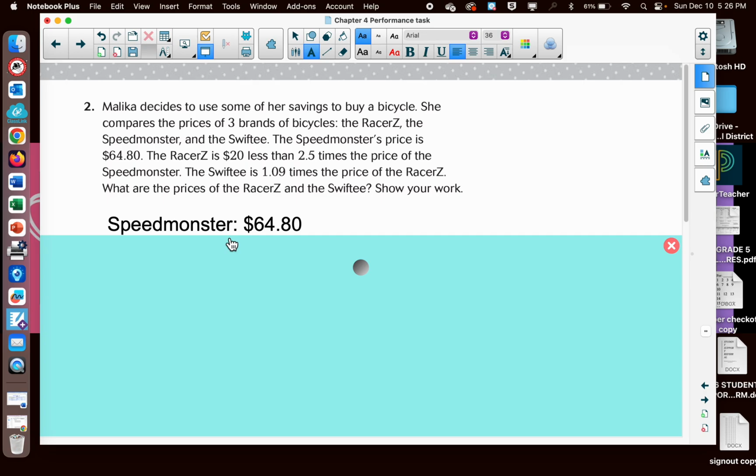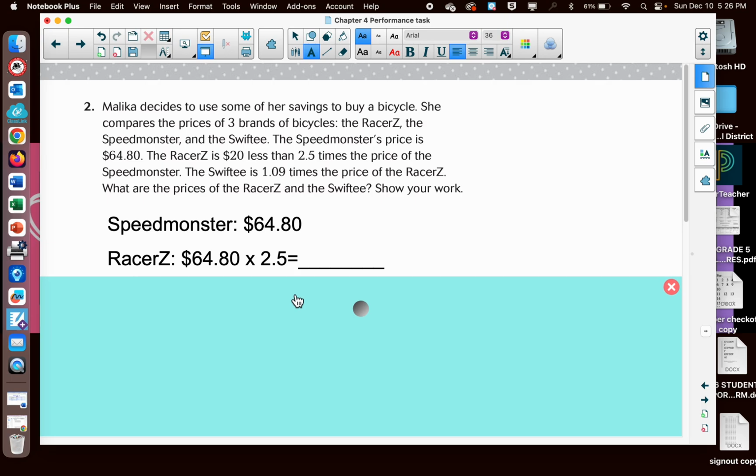The Speed Monster's price is $64.80. The Racer Z is $20 less than 2.5 times the price of the Speed Monster. And then the Swifty is 1.09 times the price of the Racer Z. And they want to know, what are the prices of the Racer Z and the Swifty? So we know the Speed Monster is $64.80. The Racer Z, we have to first do $64.80 times 2.5. So go ahead and do that in your calculator.